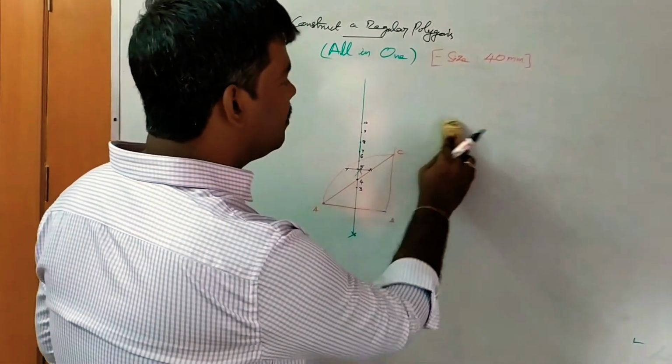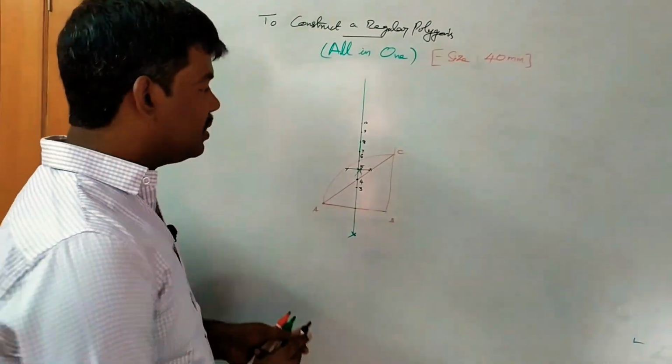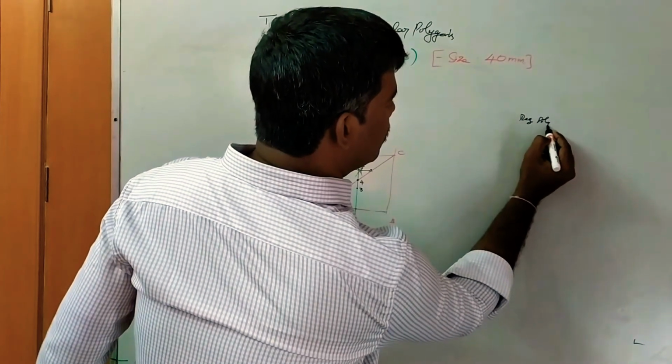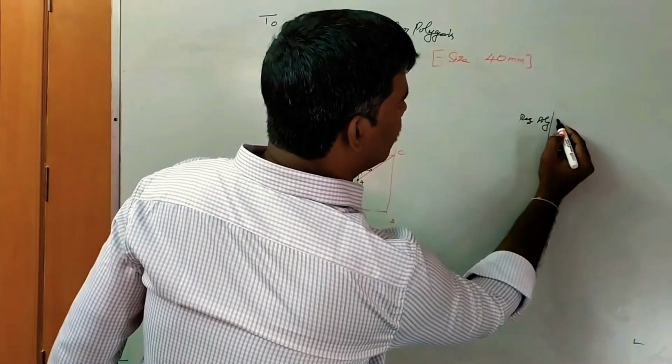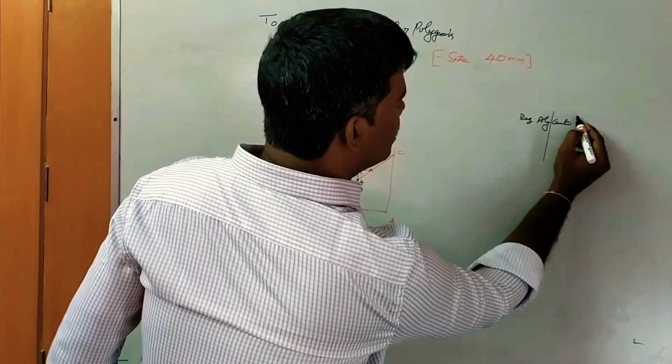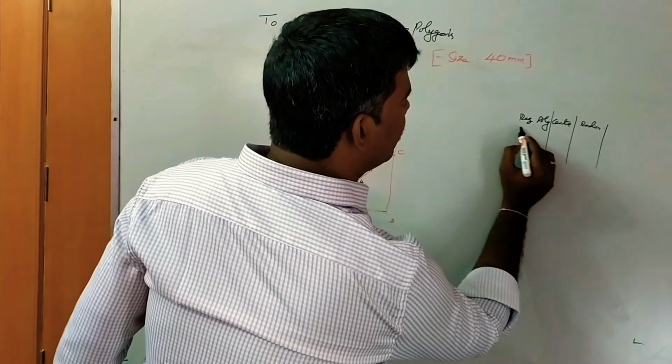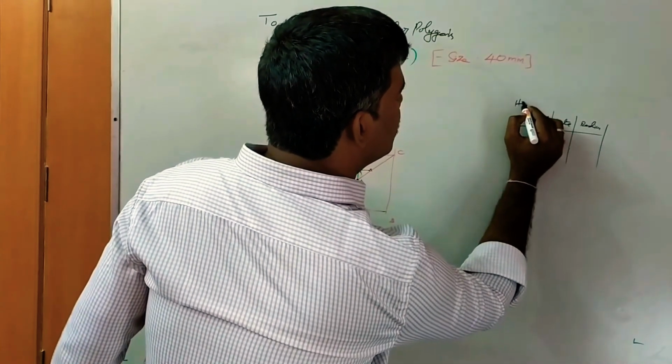After that, you take the compass. For a regular polygon, the center and radius, this is for a hint.